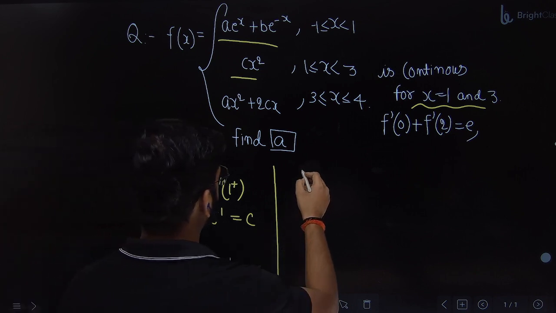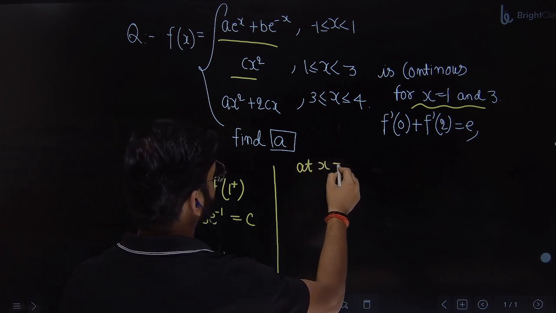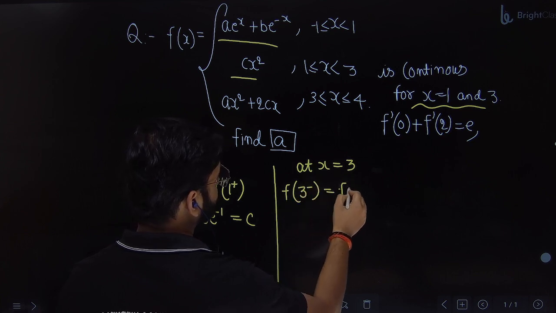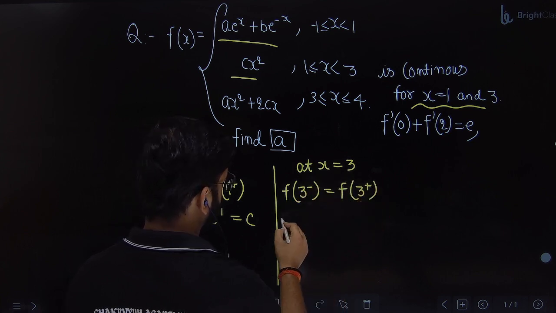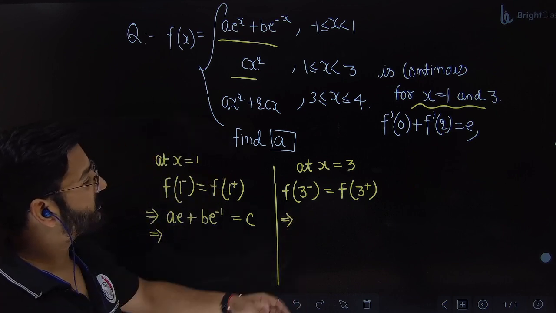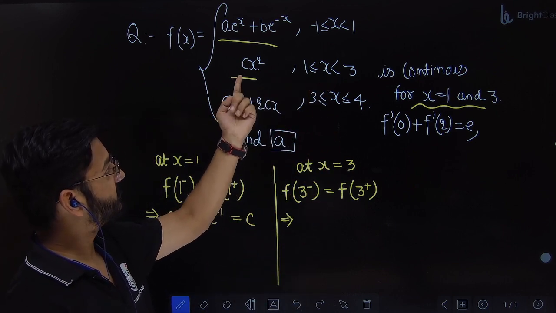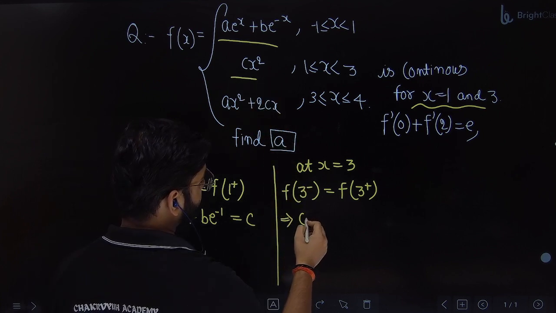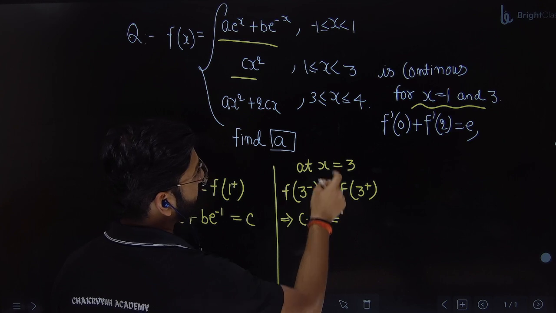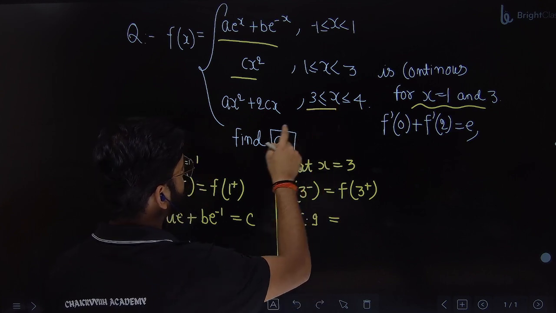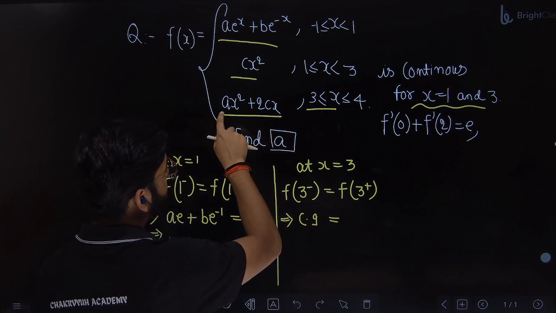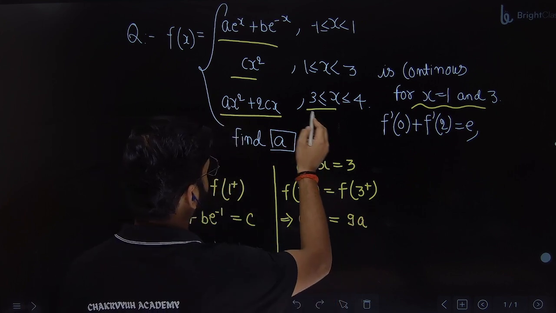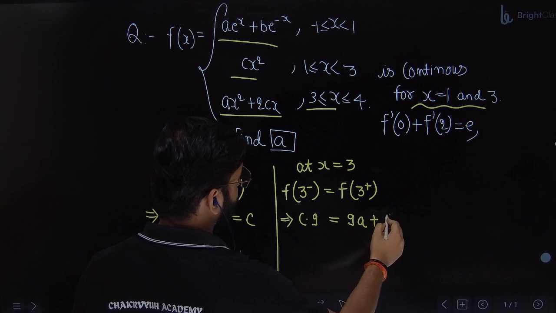Now for 3, at x equal to 3, f of 3 minus will be equal to f of 3 plus. So if you notice here, for 3 minus, left side, this function, you will substitute x as 3, so that becomes 9 into c. For 3 plus, greater than 3, this function, so a into 9, 9a plus 6c.